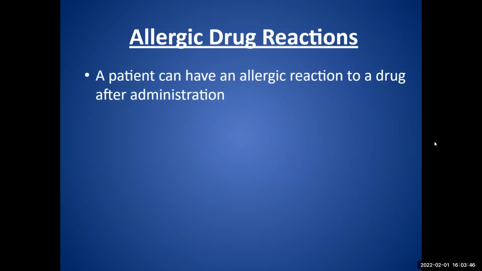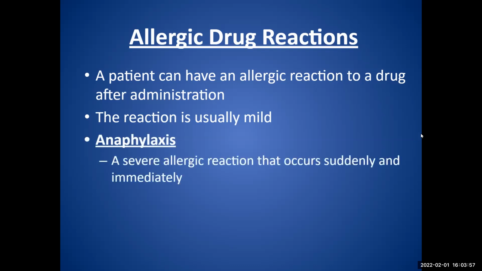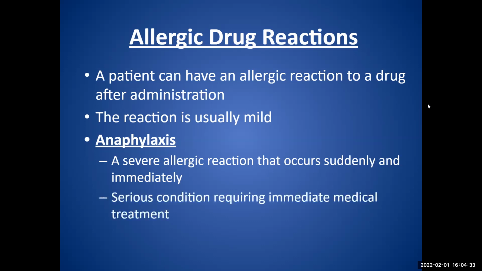So a patient can have an allergic reaction, right? Obviously, after being administered a drug. Usually it's mild, but worst case scenario, anaphylaxis, right? A severe allergic reaction that occurs suddenly and immediately. So that's the thing that people forget about anaphylaxis, is it comes on right away, right? So the patient will still be in the office, thank goodness. The only time usually that people experience anaphylaxis out and about doing their daily duties is if they are allergic to, say, a bee sting and they get stung by a bee, or if they're allergic to peanuts and they actually ingest a peanut, something like that. So it comes on very quickly and suddenly. It is a very serious condition that requires immediate medical treatment.